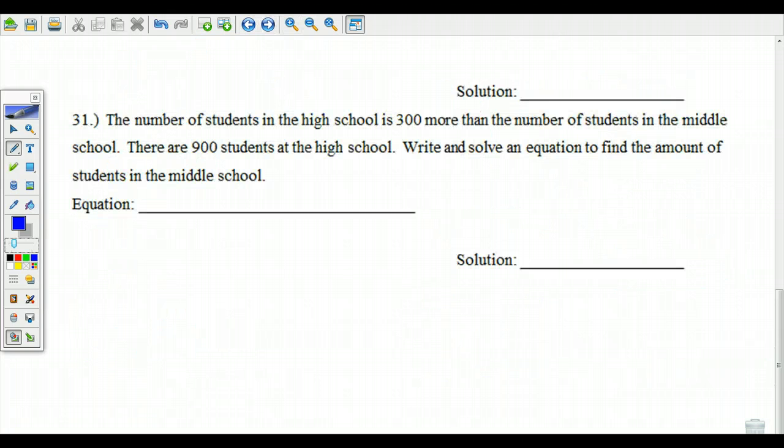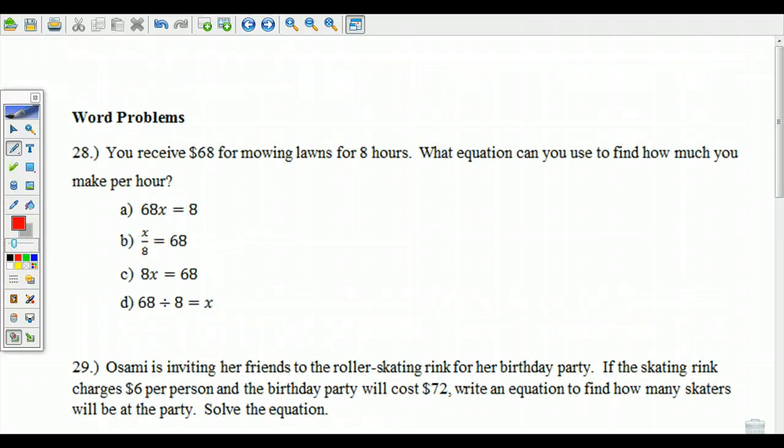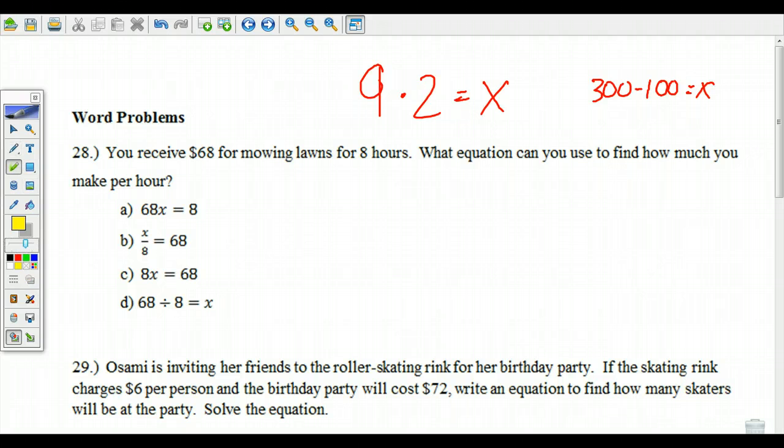All right, last page. And these are the word problems. In this one, we've talked about this in class, how you cannot have an answer or an equation like something like this: 9 times 2 equals x, or 300 minus 100 is equal to x. We talked about why we don't want our answer to have just equals your variable. I want your equation to look like something with x inside or written as a part of the equation. So we can automatically eliminate d.